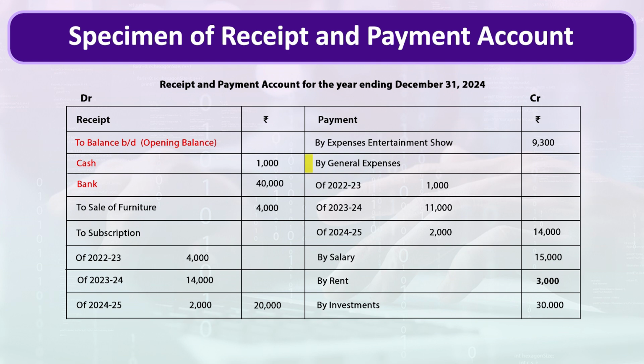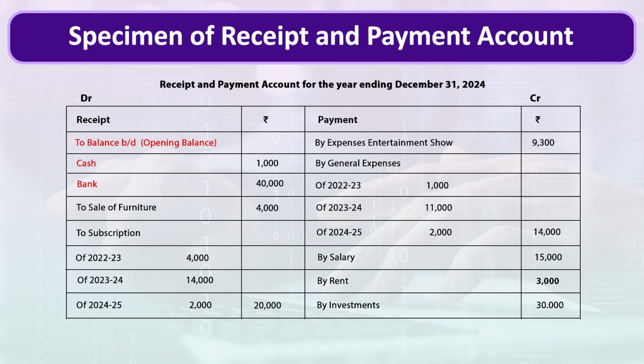Then there is general expenses of rupees 1,000 for 2022-2023, of rupees 11,000 for 2023-2024, and of rupees 2,000 for 2024-2025. The total general expenses are rupees 14,000.